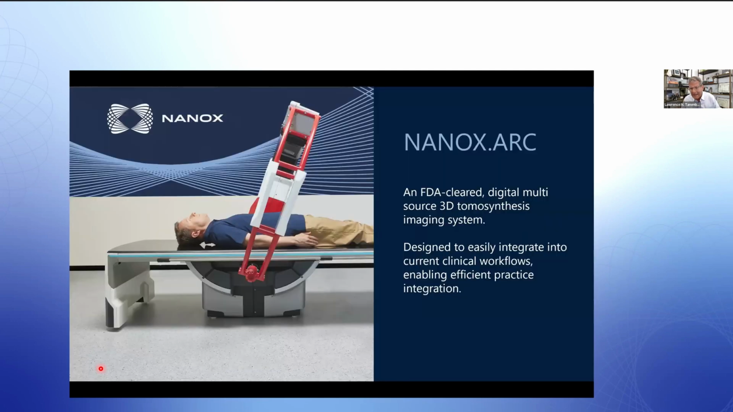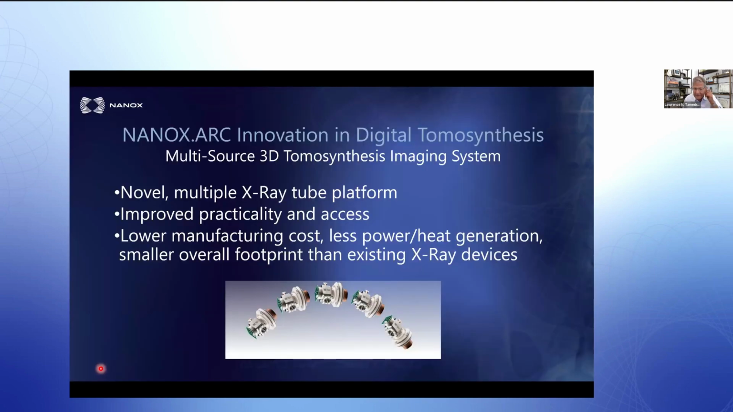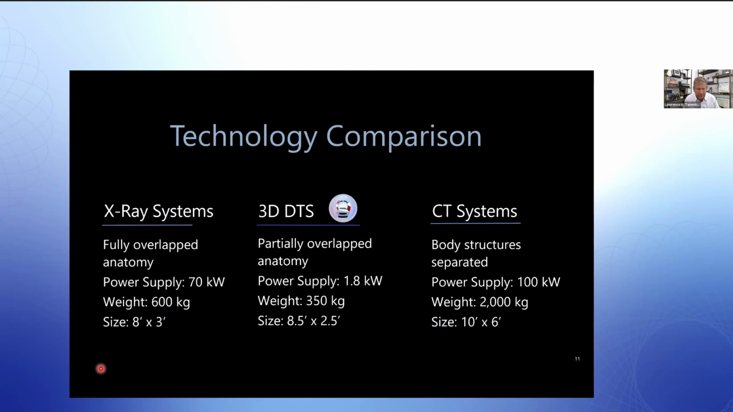What we're excited to talk about today is the Nanox.ARC, which is a much smaller, more elegant unit that fits almost anywhere, and it fits into workflows in a number of different clinical settings. It uses a novel X-ray tube platform, which is very low dose and generates very little heat, essentially a digital X-ray tube, which makes it practical in so many different circumstances and enhances access over what it would take to put a traditional tomosynthesis machine in place.